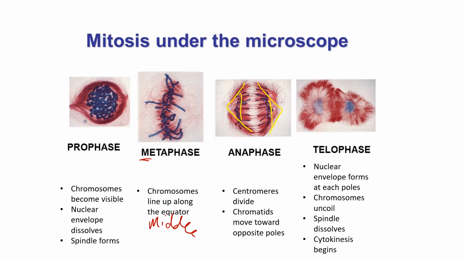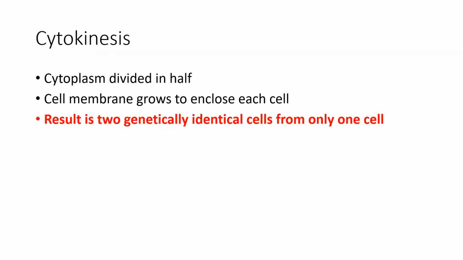When telophase happens, when it's finished, the spindle dissolves and you end up with cytokinesis, and that is division of the cytoplasm. The result you get from cytokinesis is two genetically identical cells from only one cell.